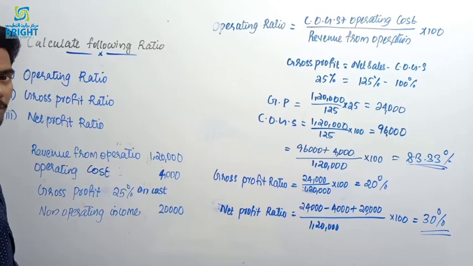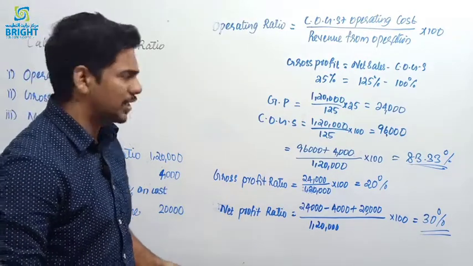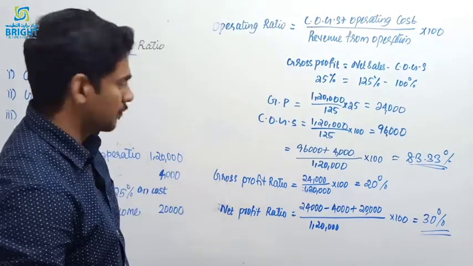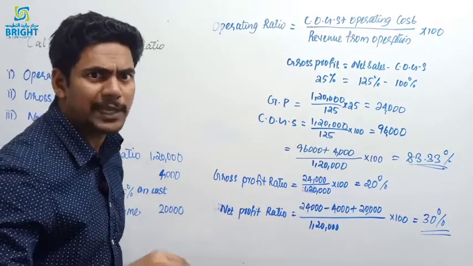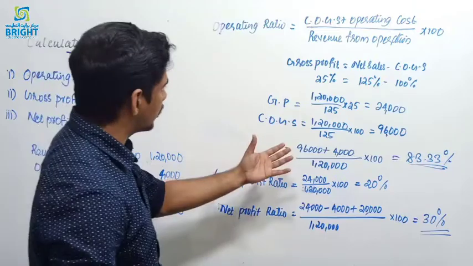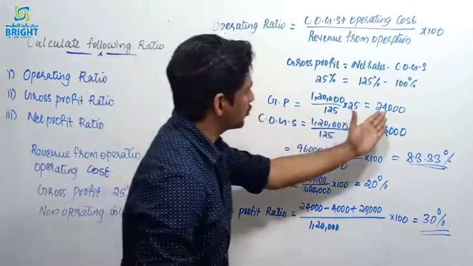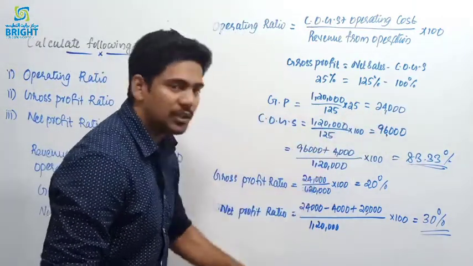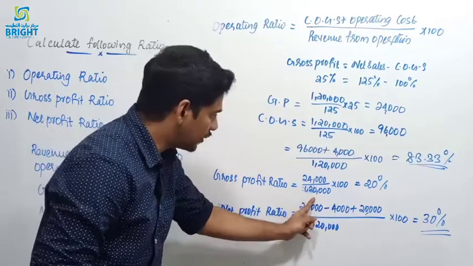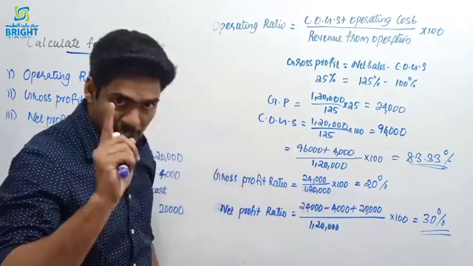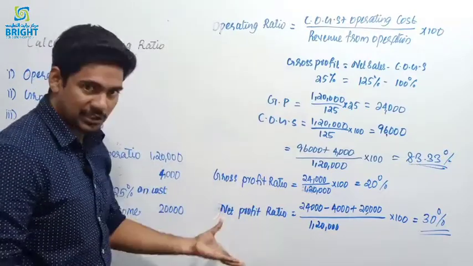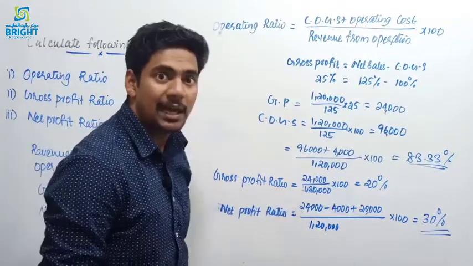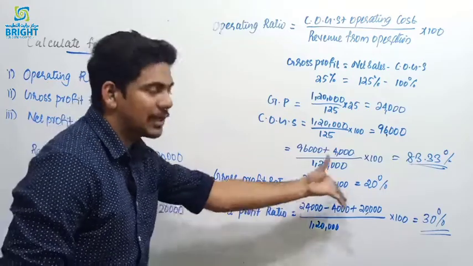Next one is the gross profit ratio. How do we find it? Gross profit ratio is equal to gross profit divided by revenue from operations, into 100. We found the gross profit, 24,000. Dividing 24,000 by revenue from operations and multiplying by 100, you get 20%. So it is direct. You can just put the values in the formula and you will get the answer.